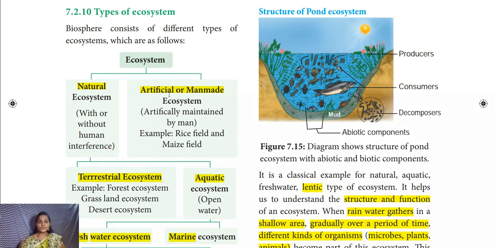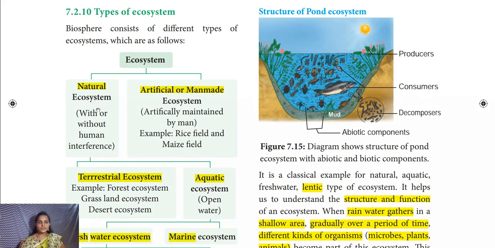Okay, and an artificial or man-made ecosystem is fully created by man. Okay, we human beings created this ecosystem and we are maintaining this ecosystem. For example, we can say rice field and maize field. For our need, what we did, we cultivated the rice, and maize, we are cultivating it. So that is one of the ecosystems. So that is entirely created by human beings, right?